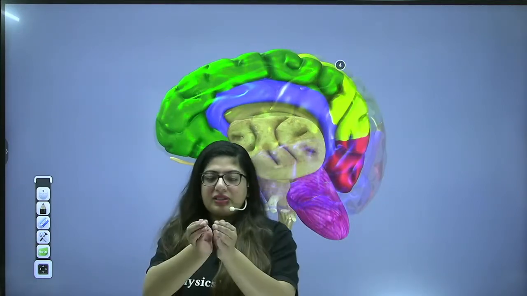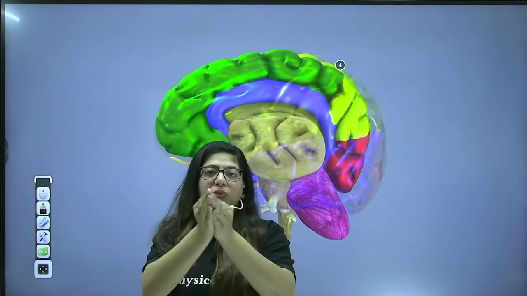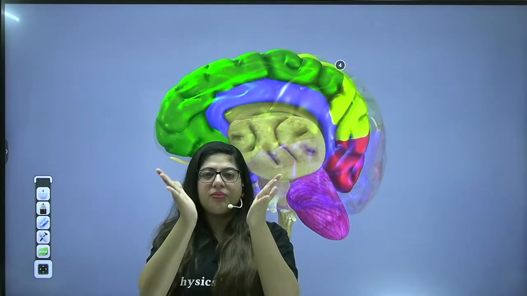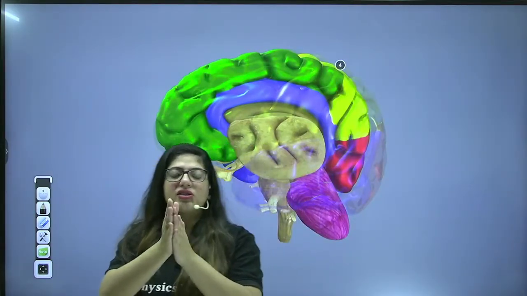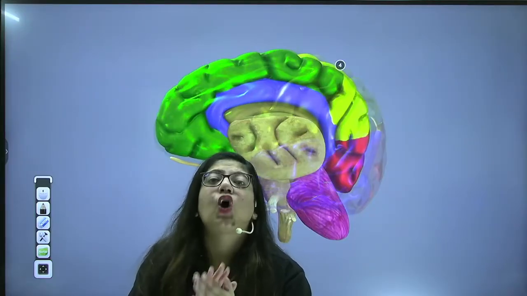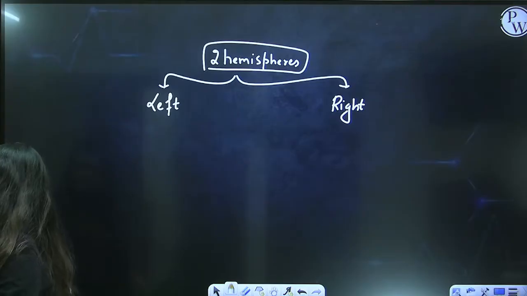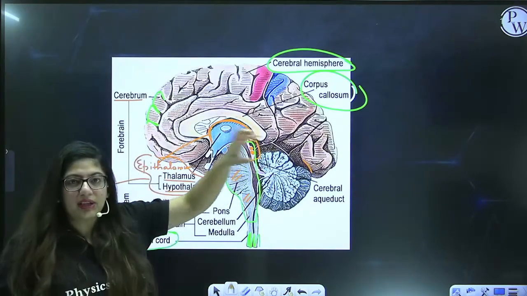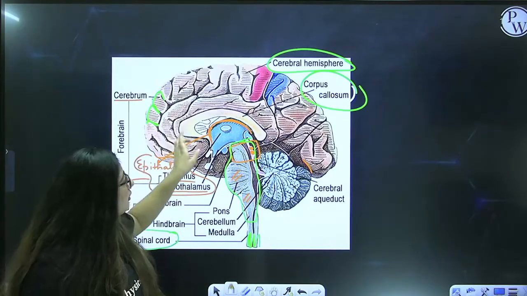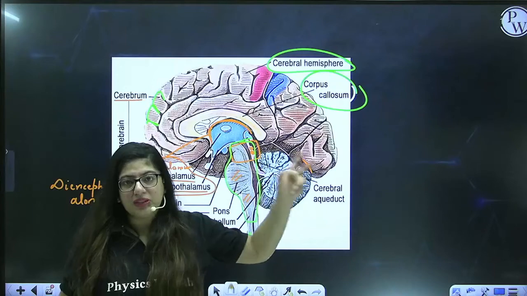For example, this is how your brain is. This is the left hemisphere, this is the right hemisphere, and both are connected to each other with some nerve fibers, and this entire structure is known as corpus callosum. What do you call it as? Corpus callosum. Okay, so here if you have seen in the NCERT diagram, I have shown you here, this is one cerebral hemisphere, and this is corpus callosum, which is connecting both the cerebral hemispheres together.